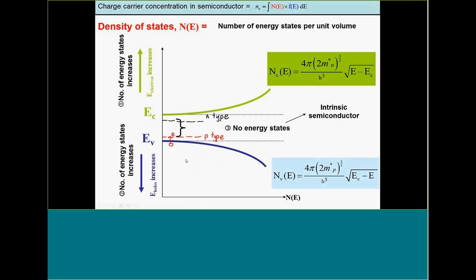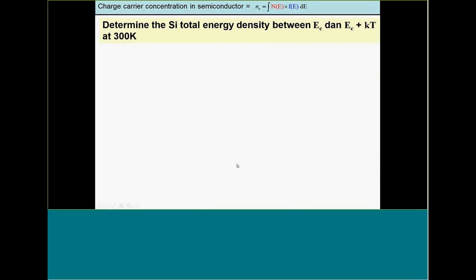So you can see what you can conclude from here. The energy states increase with electron energy increases, and also the energy density of states also increases as the energy of the hole increases. Okay, now let's calculate it.